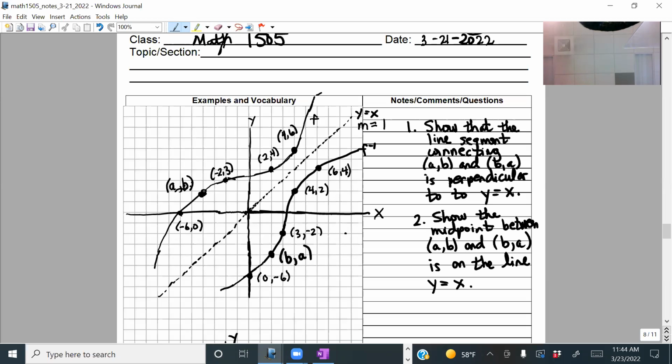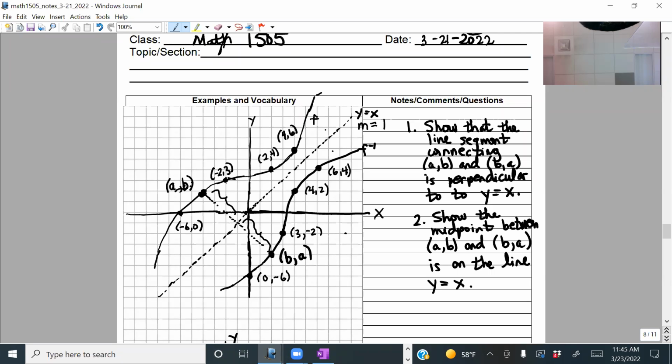Well, here's what I'm going to do. I'm going to connect (a, b) and (b, a) with a straight line. So let's draw that in there. Now, to convince you that these two points are mirror images of each other around this 45-degree line, one thing you would definitely say has to be the case is that this distance and this distance would have to be the same. Because for this to be a mirror image around this line, these two distances would have to be equal. Is that fair?